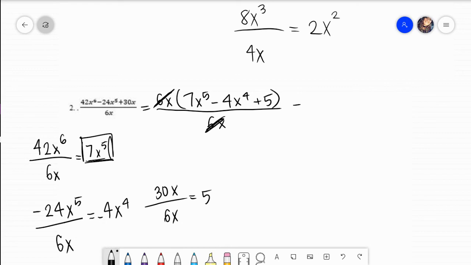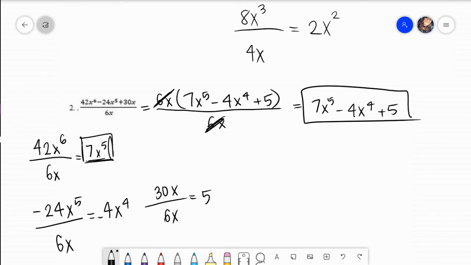So what's left, y'all? Just 7x to the 5th, a negative 4x to the 4th, and a positive 5. That is the quotient when 42x to the 6th minus 24x to the 5th plus 30x is divided by 6x.